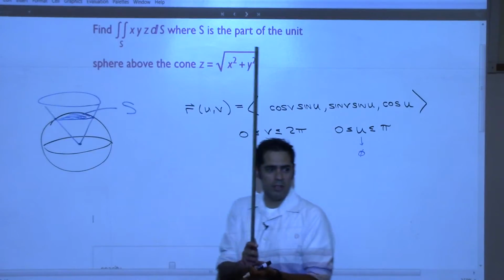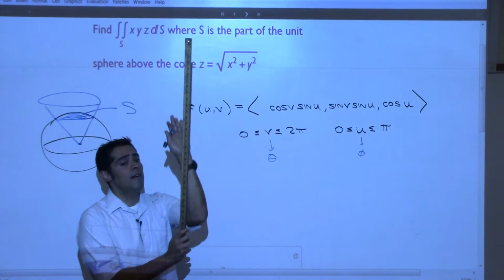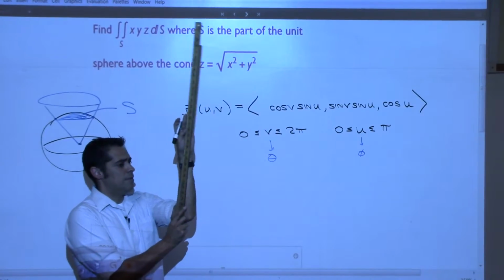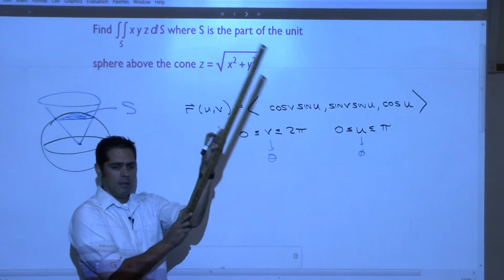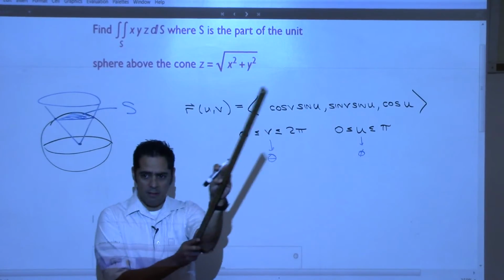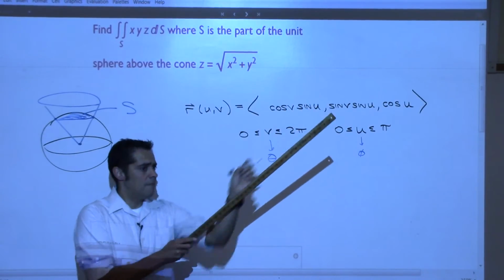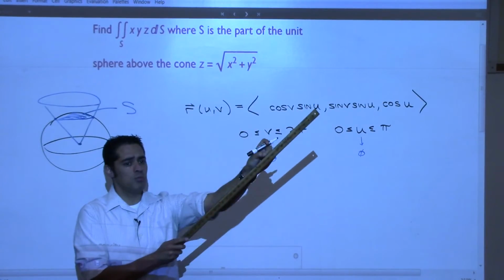Do you remember how it works with spherical? You start at the origin, right? You're looking straight up the z-axis. Phi was this angle. Theta was your rotation this way, right? And rho was how far you go out. We know rho is 1.